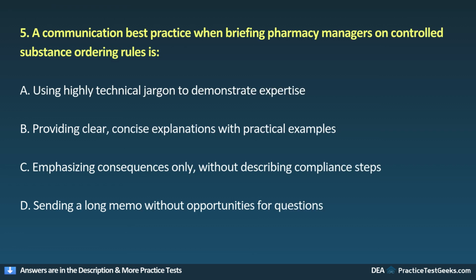5. A communication best practice when briefing pharmacy managers on controlled substance ordering rules is: A. Using highly technical jargon to demonstrate expertise. B. Providing clear, concise explanations with practical examples. C. Emphasizing consequences only without describing compliance steps. D. Sending a long memo without opportunities for questions.